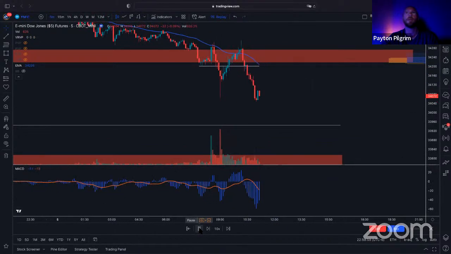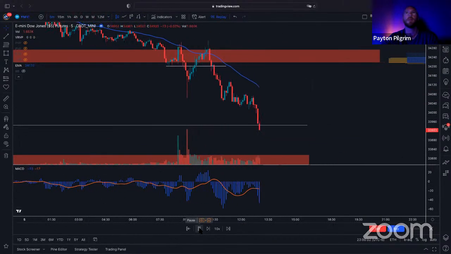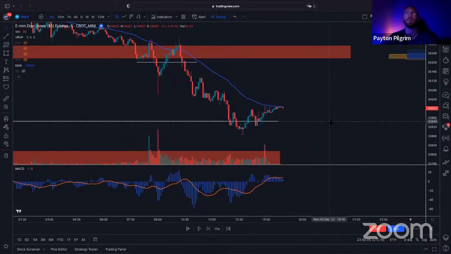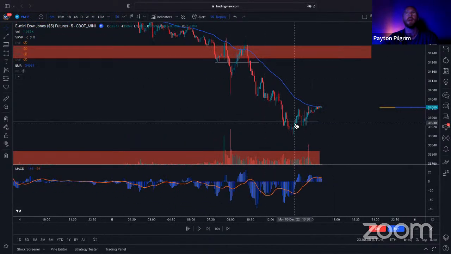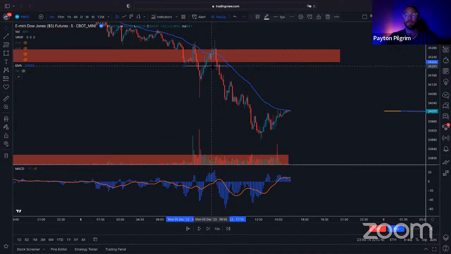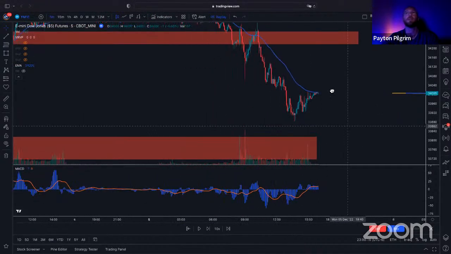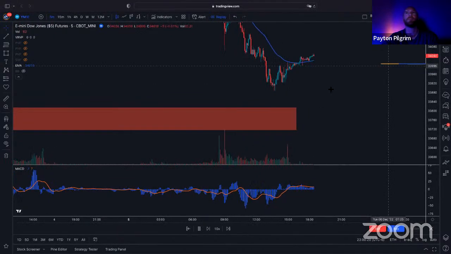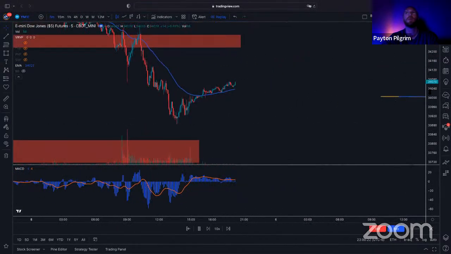Seeing it go into this level, we'll see. And that's just a 5-minute chart. That's one day. That's nuts. Okay. Let's see if it comes into this level or not. Waiting for 8:30.